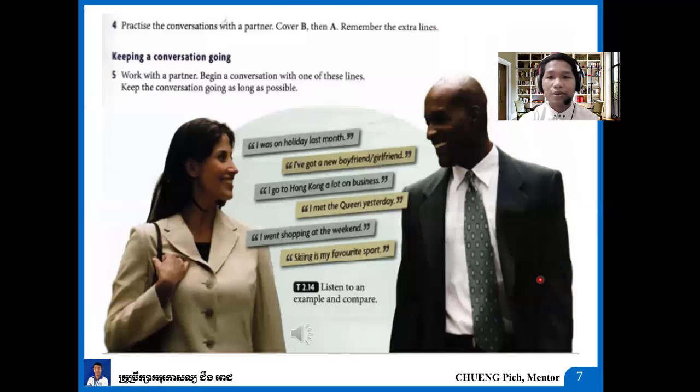Okay, so number 4 here: practice the conversations with a partner. Cover A, B, then A. Remember the extra lines. Keeping a conversation, number 5: work with a partner, begin a conversation with one of these lines. Keep the conversation going as long as possible.